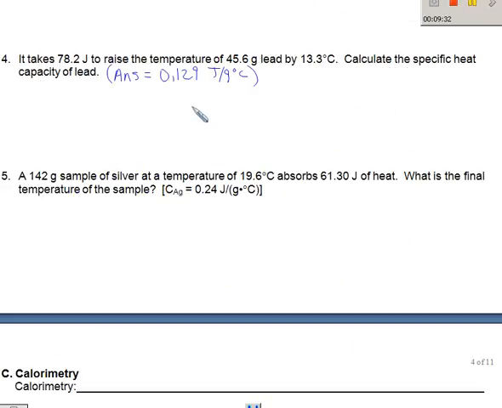All right, you try the next one. See if you can solve number 4. If you're on track, you'll get 0.129 joules per gram degree Celsius. So stop and try solving it, and then see if you get the right answer.